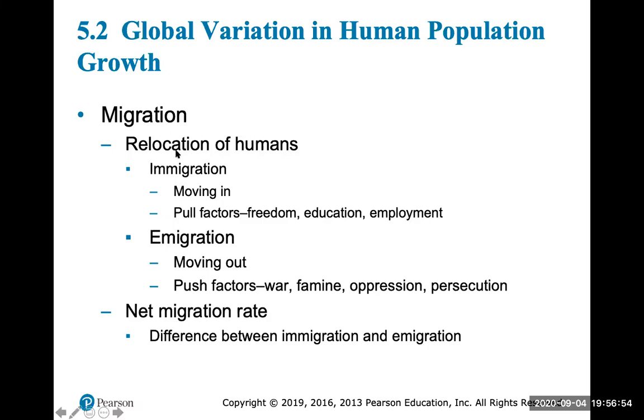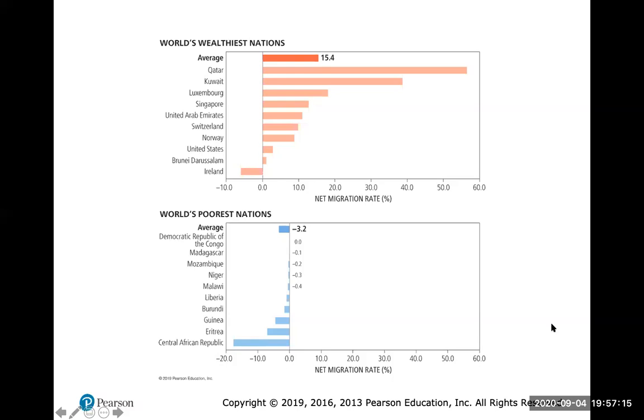This is the relocation of humans, whether it's immigration, moving in, or emigration, moving out. And we have pull factors, which encourage people to move into a certain area, which you can read there, and push factors, which usually push people out of a certain area. And the net migration rate is just the difference between the two. You can see here the net migration rate in the world's wealthiest countries versus the world's poorest countries. The world's poorest countries are showing a negative because that means people want to leave them or are leaving them. And the wealthiest countries are showing a positive net migration rate because people are coming into those countries due to the possibility of a better lifestyle.